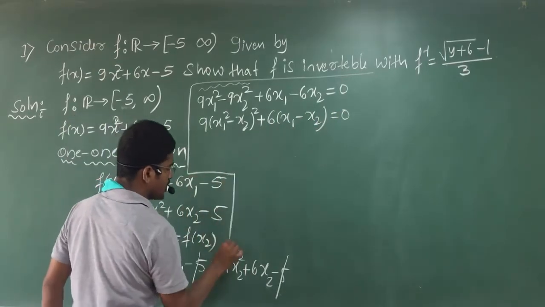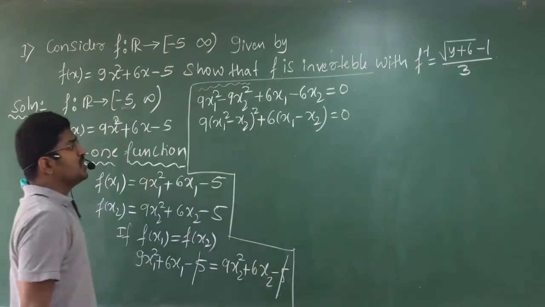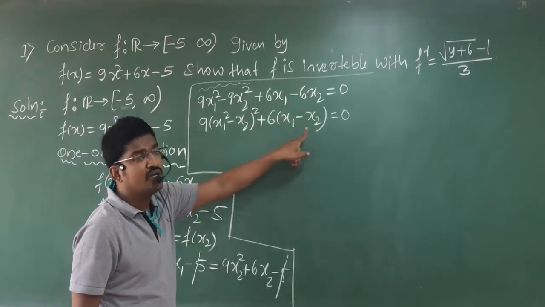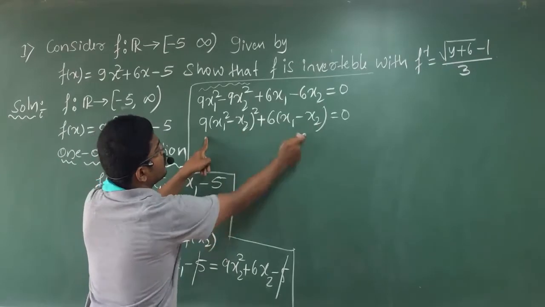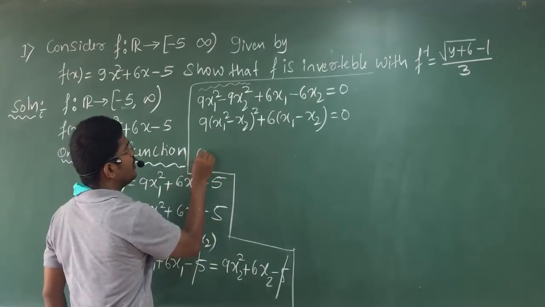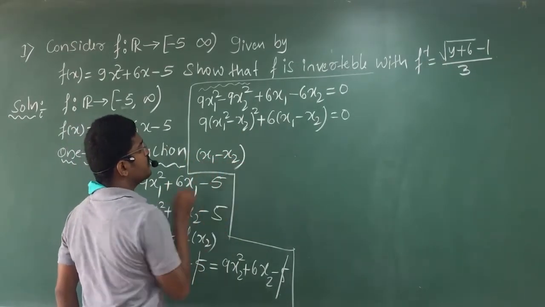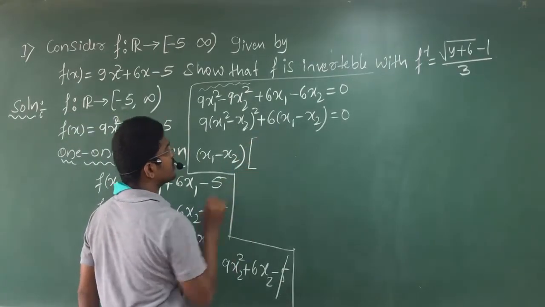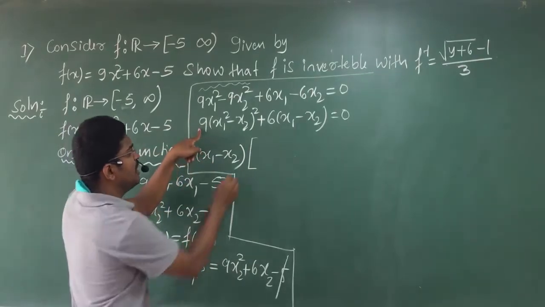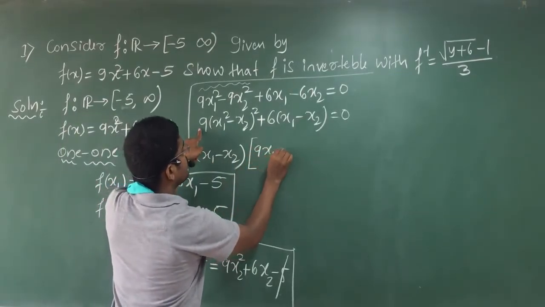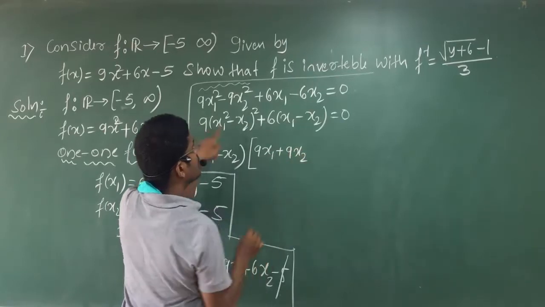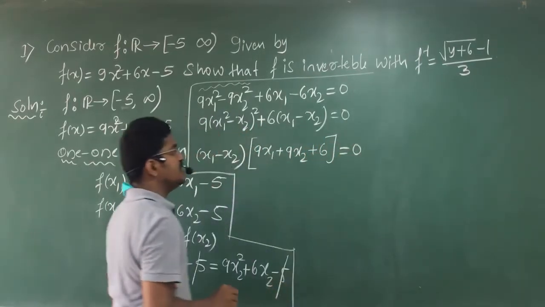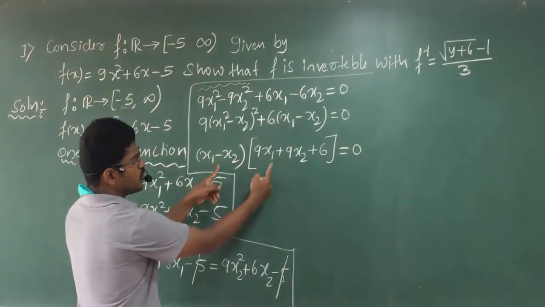Clear? Okay. So now let us calculate. x1 square minus x2 square is (x1 minus x2)(x1 plus x2). So from these two, I can take common x1 minus x2. The remaining terms are, here 9 is remaining, 9 into x1 plus 9 into x2. Here 6 is remaining. So that is equal to 0. Clear? You have two choices.